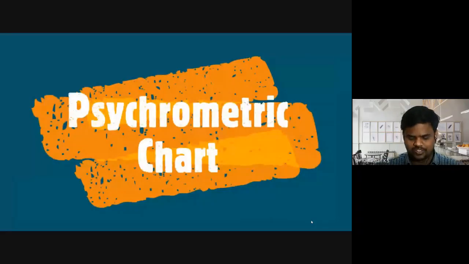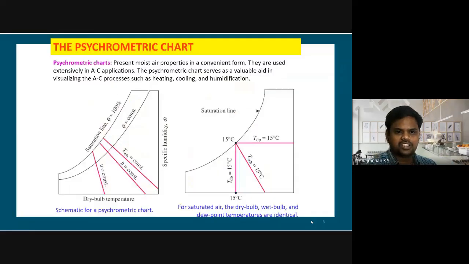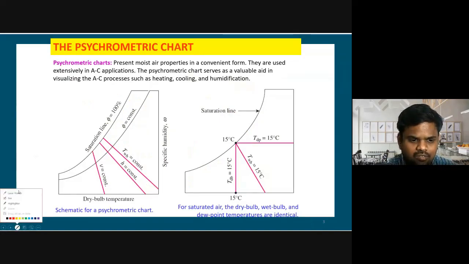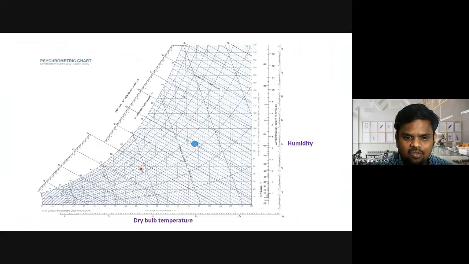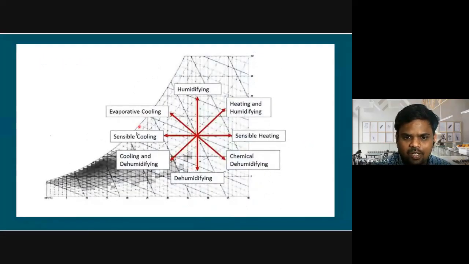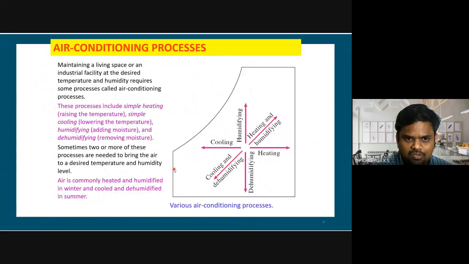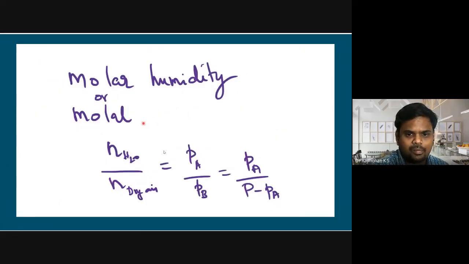Okay. So in this psychometric chart, in the previous lecture, we have defined each of the terms associated with it, and we have seen what each axis represents and how to get data. For example, the x-axis is dry bulb temperature, the y-axis is humidity, and the processes: heating, cooling, humidification, dehumidification, evaporative cooling, sensible cooling, heating and humidifying, cooling and dehumidifying, all that have been explained. And these are some of the formulas which we should know to determine the parameters.